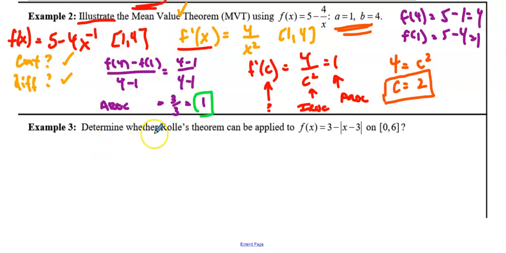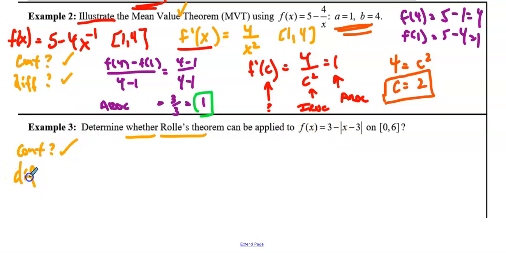And then over here it says determine whether Rolle's theorem applies to this function over the interval from 0 to 6. If you look at this problem, it's 3 minus the absolute value of x minus 3. And so the first thing we want to ask is: is it continuous over the interval from 0 to 6? It's continuous everywhere. It's just an absolute value function, so yes.